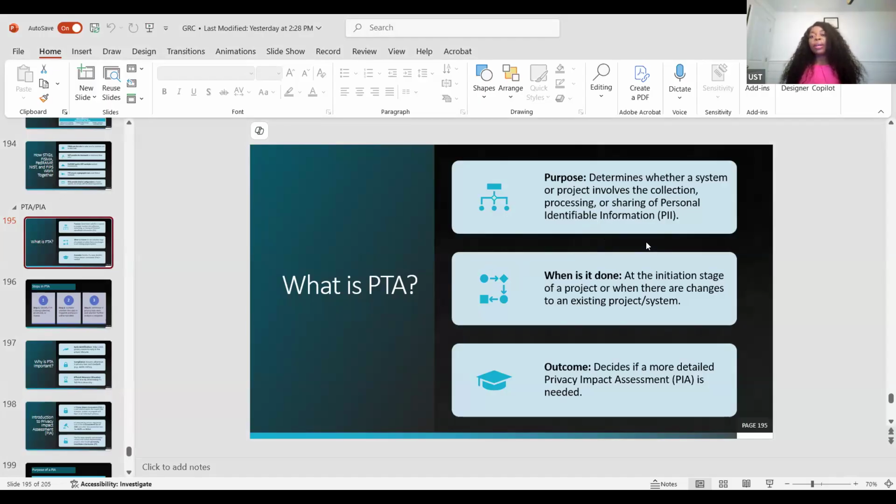And when is it done? At the initial stage of a project, or when there are changes to an existing project or system. So for each and every new system, it is a must. All new systems must have a PTA. Okay, because the PTA will tell you if that system collects a lot of PII, or personally identifiable information, as we have covered, and the outcome decides if a more detailed privacy impact assessment is needed.